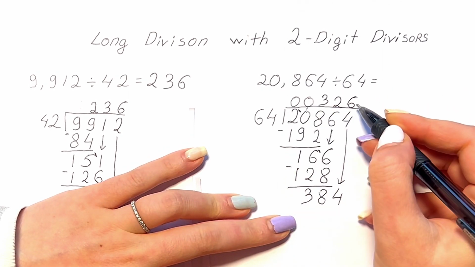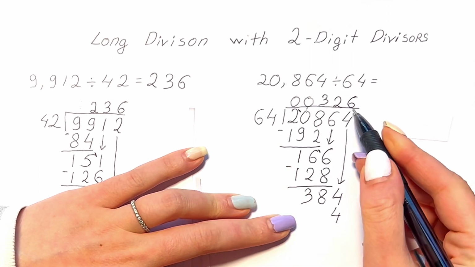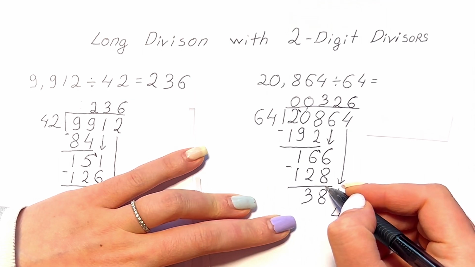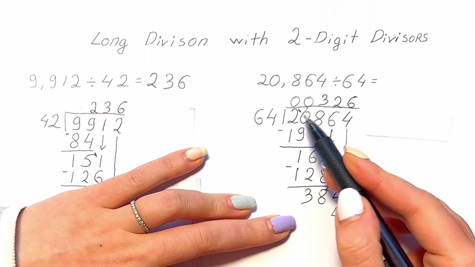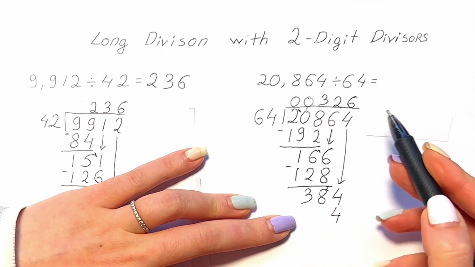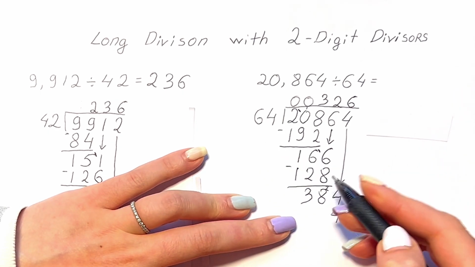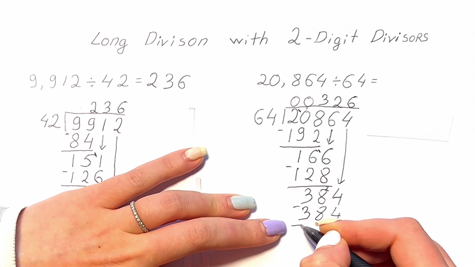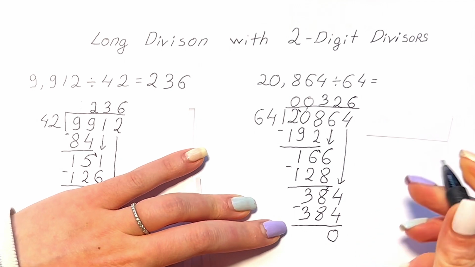Let's multiply now. 6 times 4 is 24. 6 times 6 is 36. We had 2 here. Okay, let's do it again. 6 times 4 is 24. I'm gonna put the 4 and carry the 2. 6 times 6 is 36. 2 more will be 38. Let's subtract to get the remainder, which is 0.